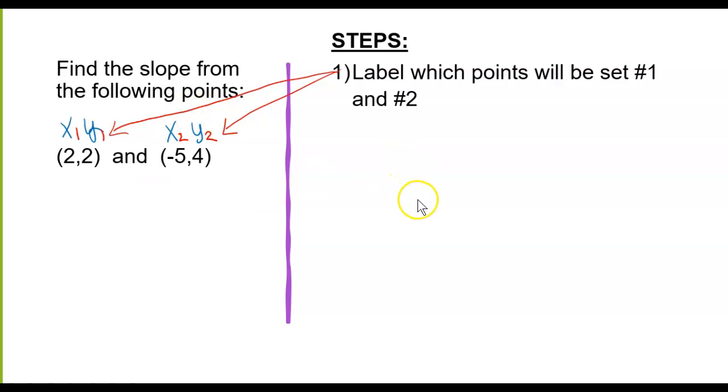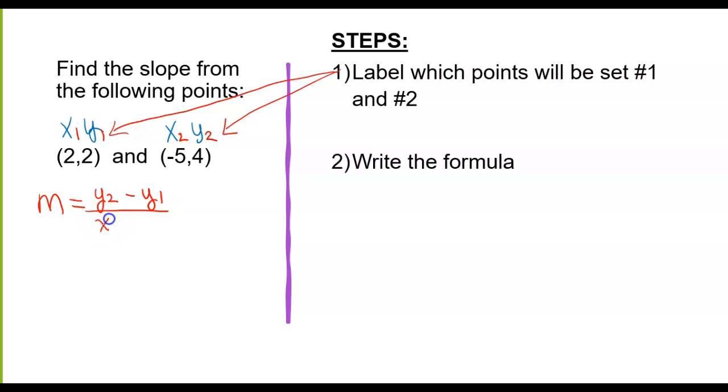Next, for step 2, we're going to write the formula. So copy those directions, write the formula. And again, where can we find the formula? On our formula chart. So if we complete step 2, m is equal to, what is that formula? y2 minus y1 over x2 minus x1.